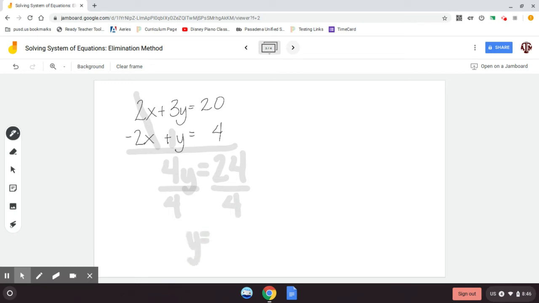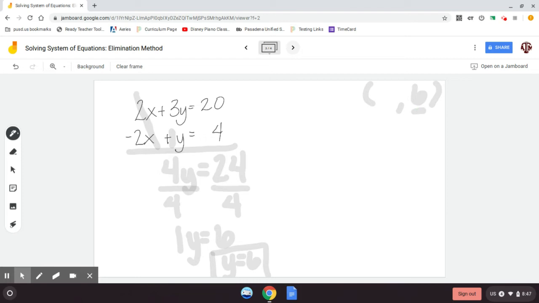Okay, 4 divided by 4 is 1. So I have 1y. 24 divided by 4 is 6. We know that 1y is the same as just y. Okay, so up here in my ordered pair, this time I found the y value first. Make sure, even though we found y first, it still has to go in the y spot, which is second.